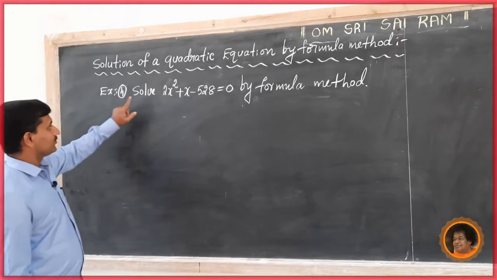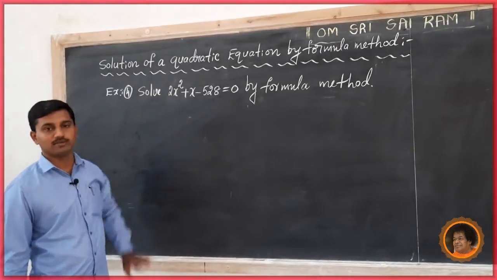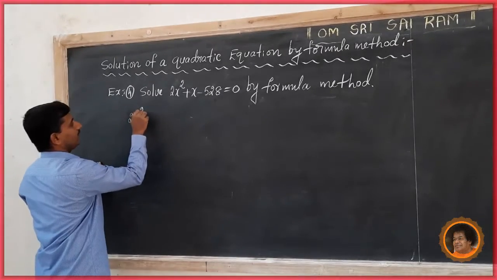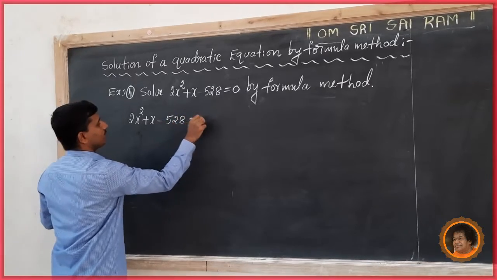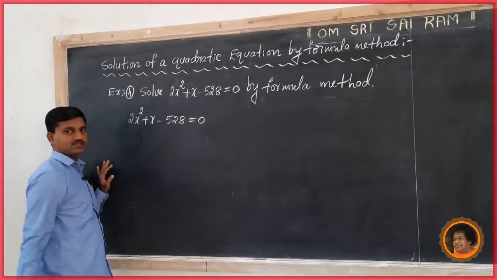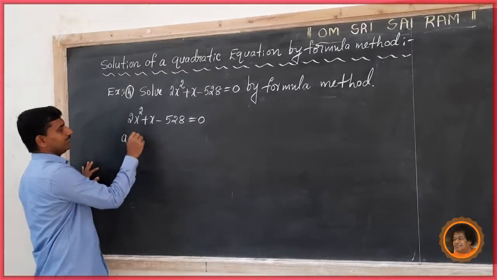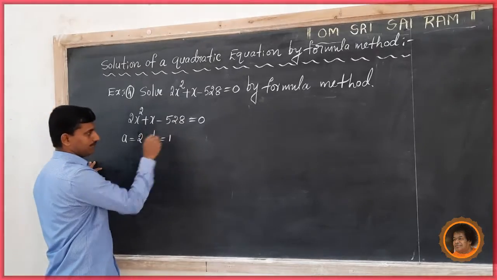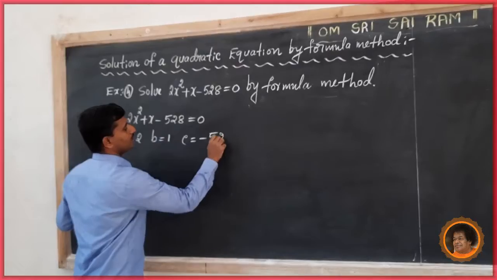The next example: solve 2x square plus x minus 528 equal to 0 by the formula method. The given equation is 2x square plus x minus 528 equal to 0, already in the form ax square plus bx plus c equal to 0. What is the value of a? a value is 2, b value is plus 1, and c is minus 528.